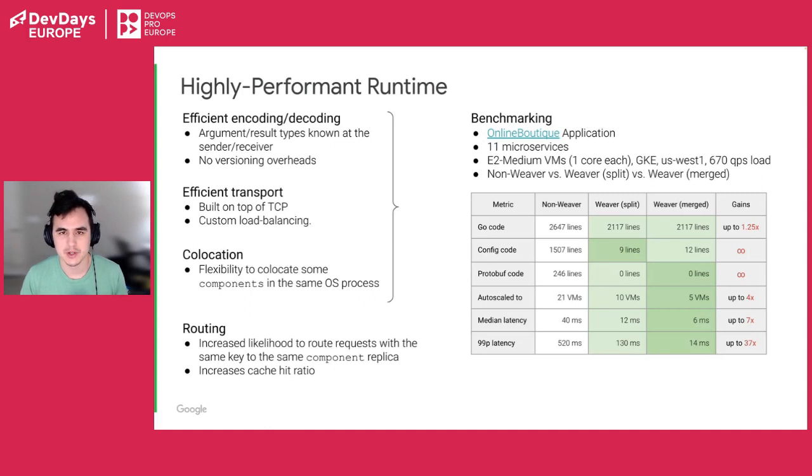If we compare the original Online Boutique with the Service Weaver version co-located and the Service Weaver version unco-located, we see that we use less code, way less config, we have no protobuf, we are 4 times more resource efficient, so we have 4 times fewer machines to handle the same throughput, we have 7x better median latency, and 37x better tail latency. So again, I'm not going to bore you with the details. You can look at the slides afterwards or contact us. But the point is, it's fast.